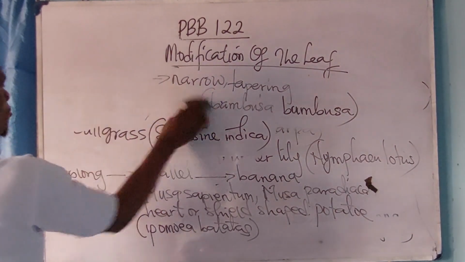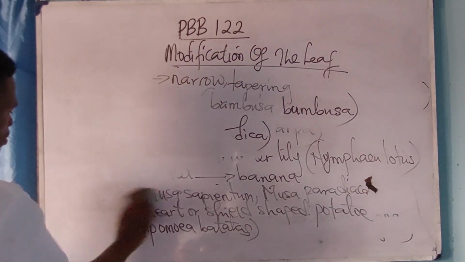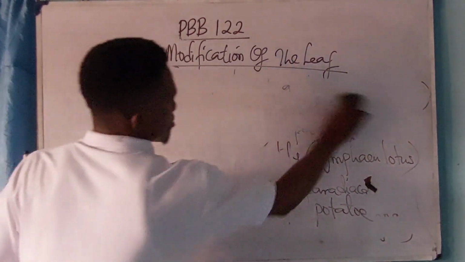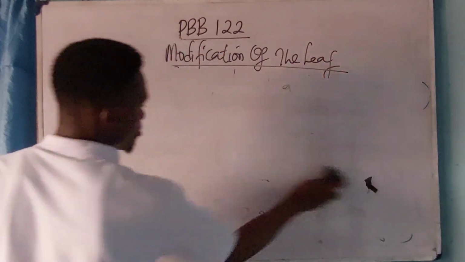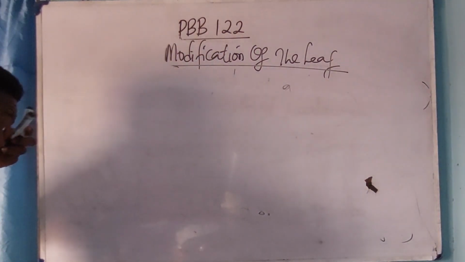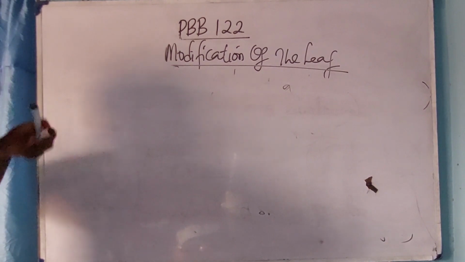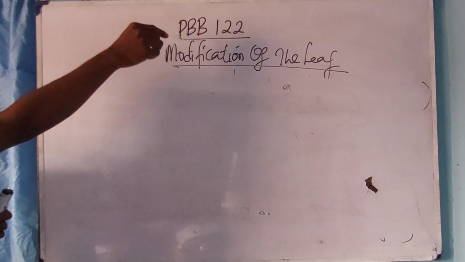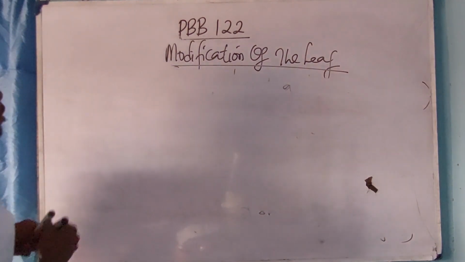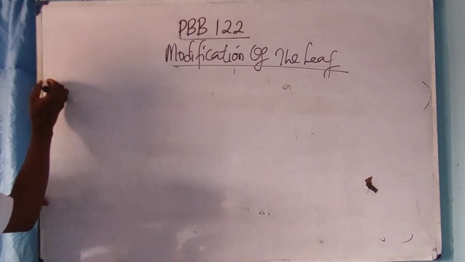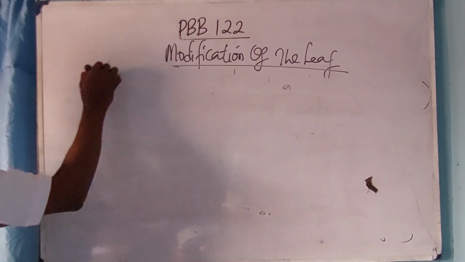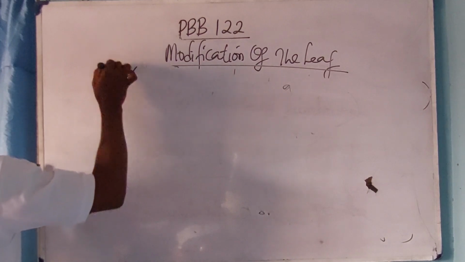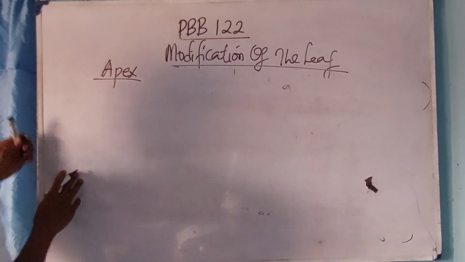Now you have simple leaves having different apexes, based on the nature of the apex of the leaf.